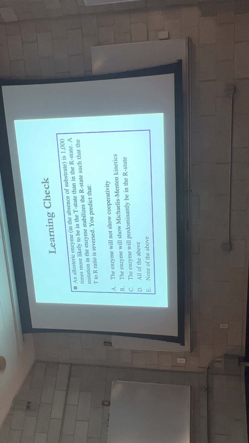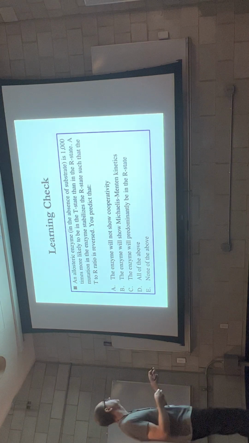Because we're in the R state. You can't be cooperative if you start in the R state. You have to have two different conformations. One has weak affinity, one has high affinity. If you start in the high affinity one, then there's no possibility for cooperative ligand binding. So I agree with that.